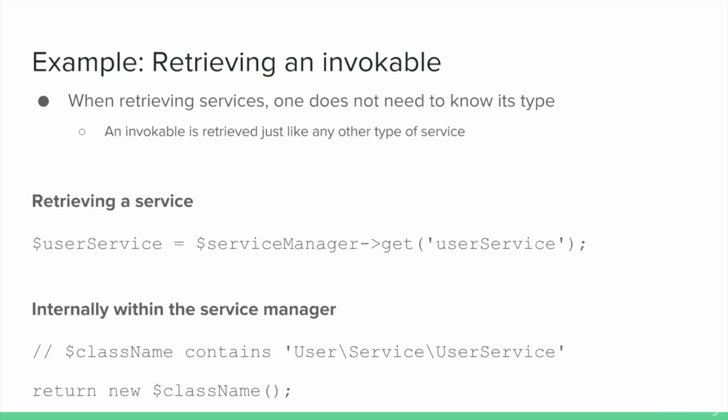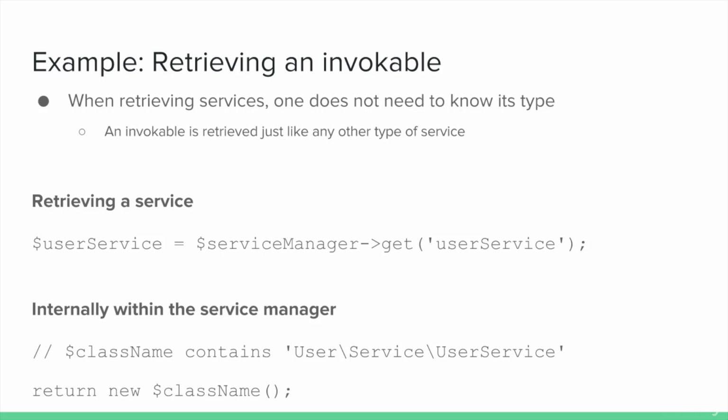Here we have an example of retrieving an invocable. When you retrieve services, you don't need to know the type of the service that you are retrieving. An invocable is retrieved just like any other type of service. So if you look at the first example, we retrieve a service by calling the get method on the Service Manager, and we pass in the name of our service. In this case, we request a user service, and we'll get a fully instantiated object back, which is our user service.